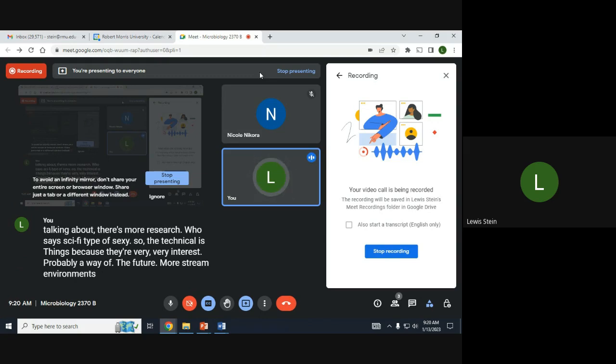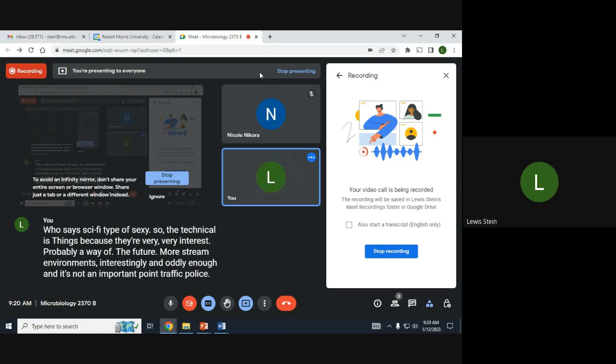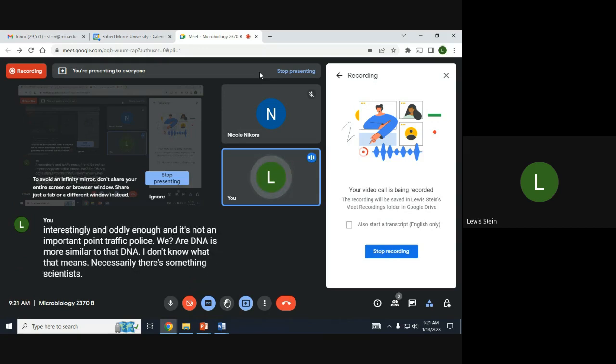Interestingly and oddly enough, and it's not an important point, but for the sake of completeness, our DNA is more similar to that DNA. I don't know what that means necessarily. That's something scientists will probably figure out. So those are the categories.